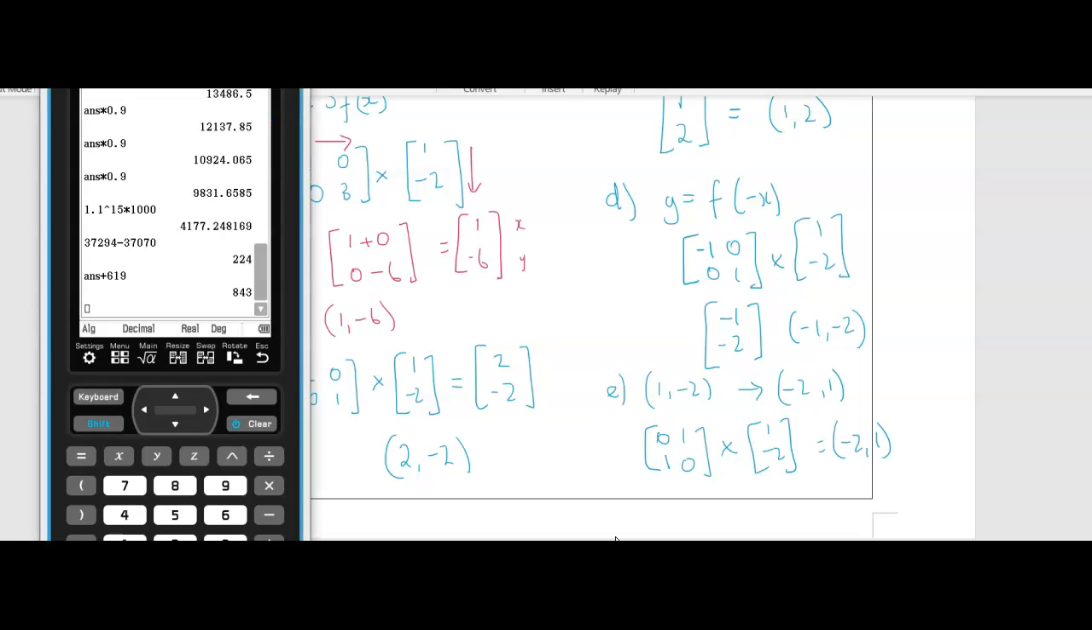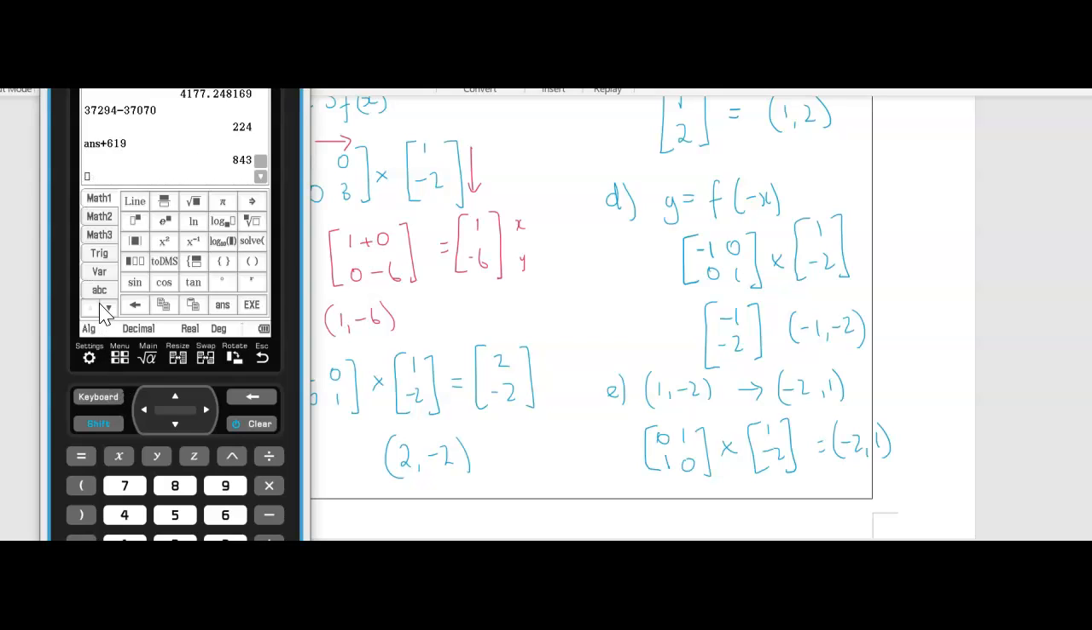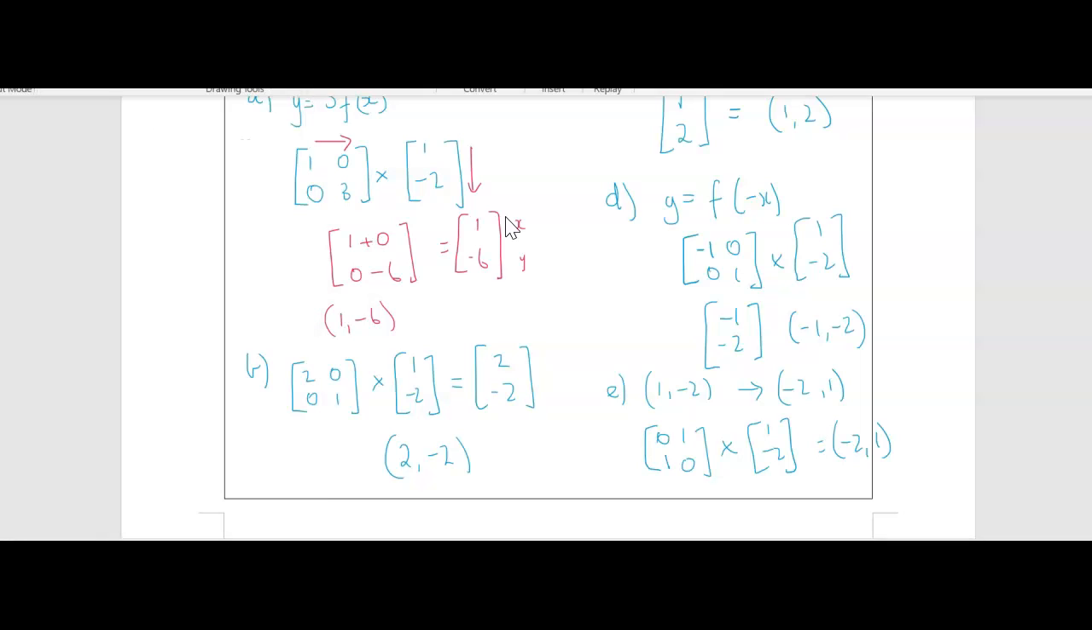Now on your calculator, to do matrices, we just go into the keyboard and you can do a 2 by 2 matrix there. So 0, 1, 1, 0, for the last question. And then we're multiplying by 1, -2. And then you can see your answer there, -2, 1. I probably should have written this as a matrix before I wrote the coordinates.